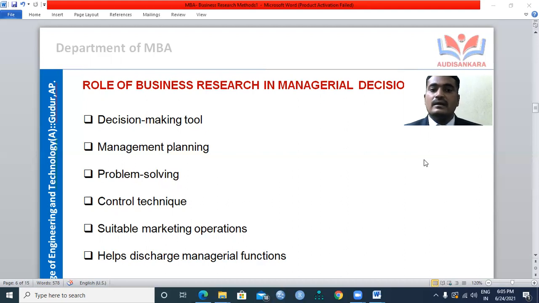That's the reason why research is holistic in nature. It never belongs to a specific department. Research is common in all departments. It starts with HR, finance, marketing, production, systems. It even goes beyond, to engineering and technology, psychology, sociology, physiology, and whatnot. It belongs to all areas. So that's the reason why business research is holistic in nature. That is what we call the role of business research in managerial decision.